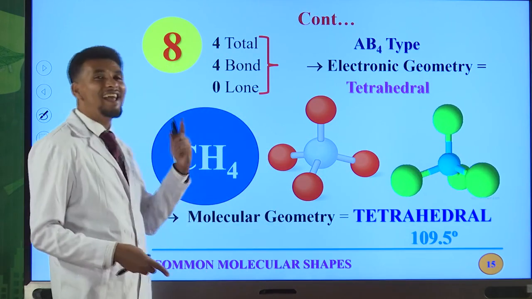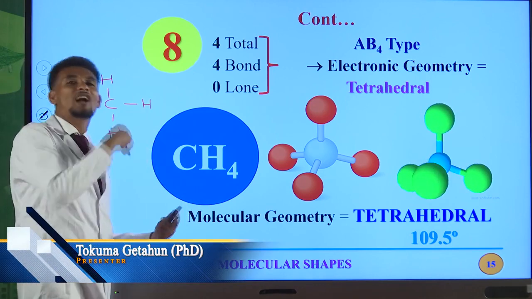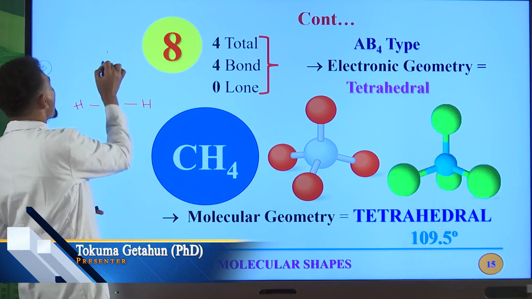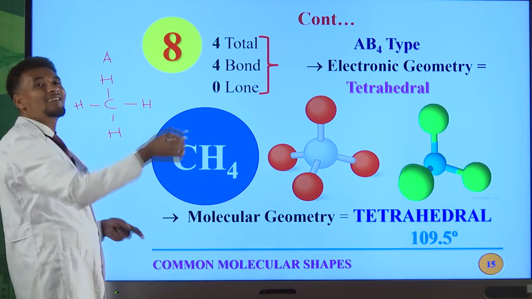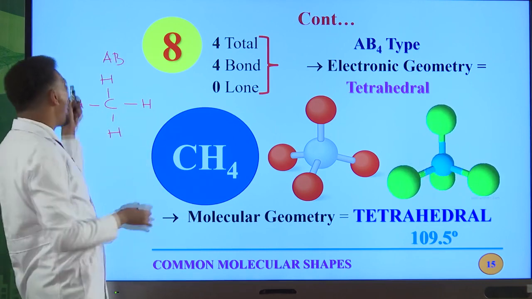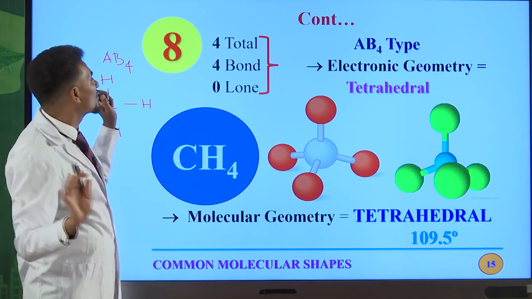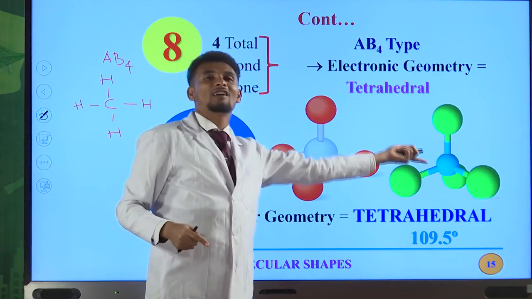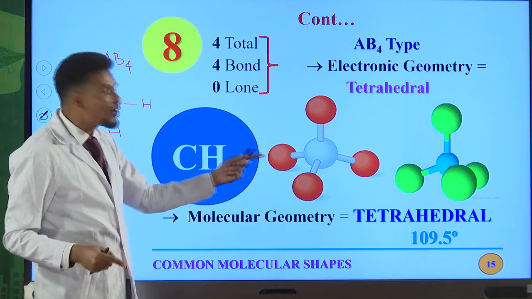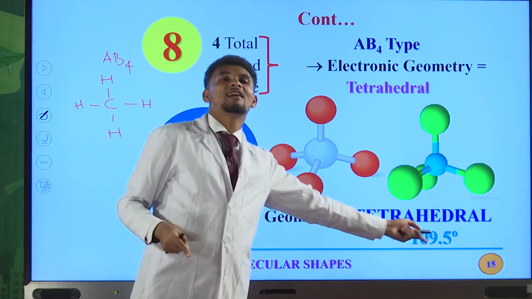So this is the most common shape of molecules. This is the Lewis structure for this molecule. Carbon is the central atom, A, okay? And hydrogen atoms are terminal atoms, B. How many hydrogen atoms do we have? 4. So AB4. We have no lone pair of electrons. Therefore, the electronic geometry for this molecule is tetrahedral. The molecular geometry is also tetrahedral, and its ideal bond angle is 109.5.